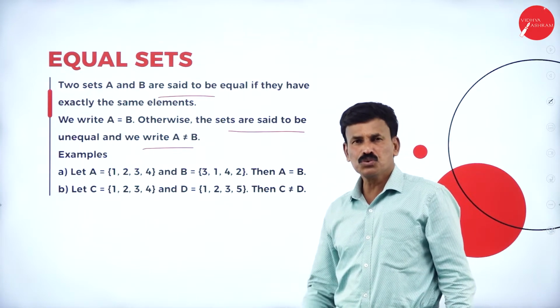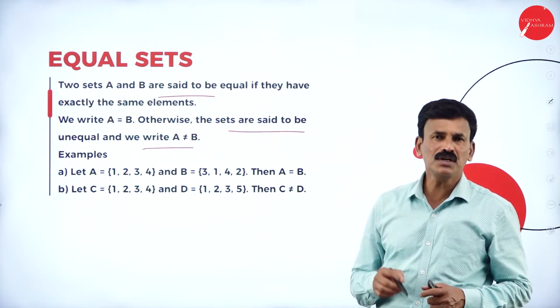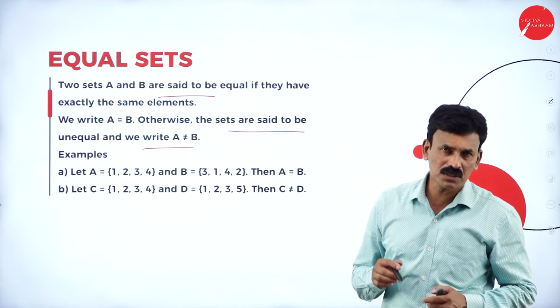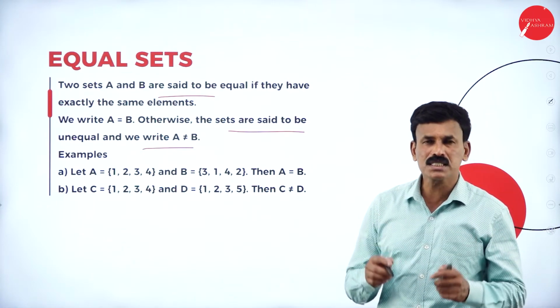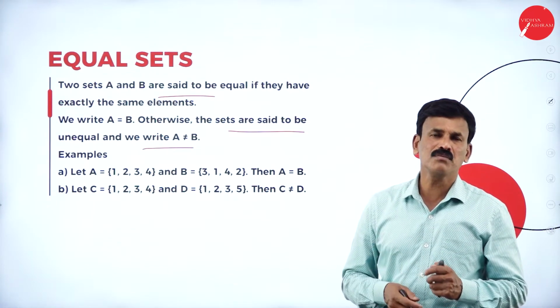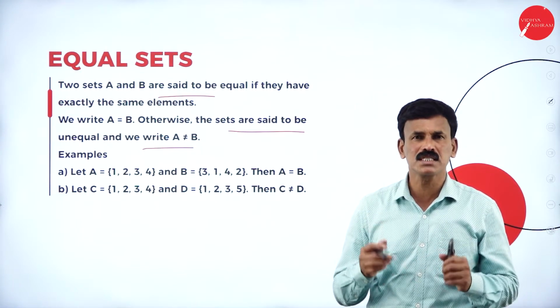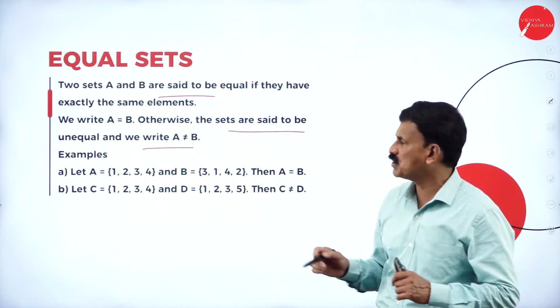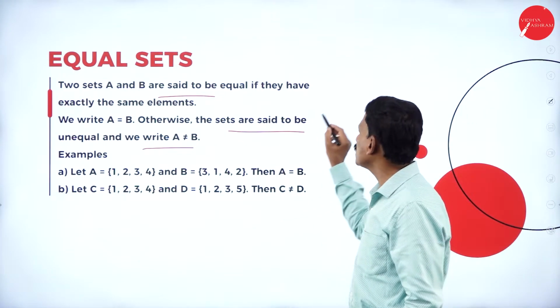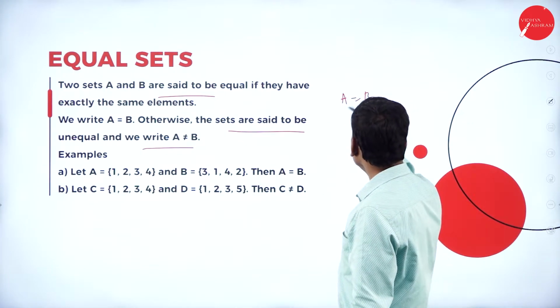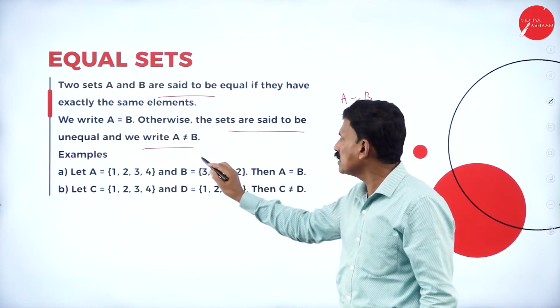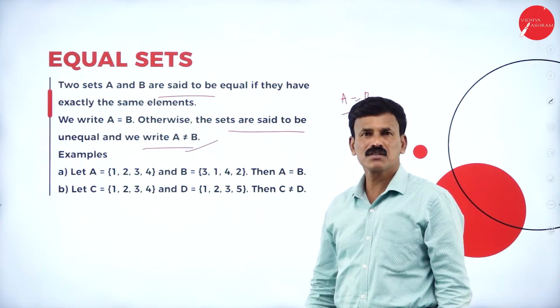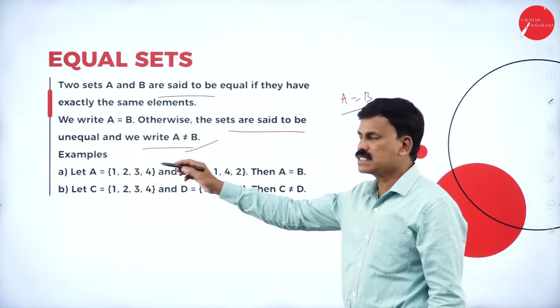So two sets are said to be equal if and only if they have the same elements and the same number of elements. If both sets have the same elements, then the two sets are said to be equal sets, denoted as A = B. If the elements are not the same, then we represent it as A ≠ B, not equal sets. Let us take an example.